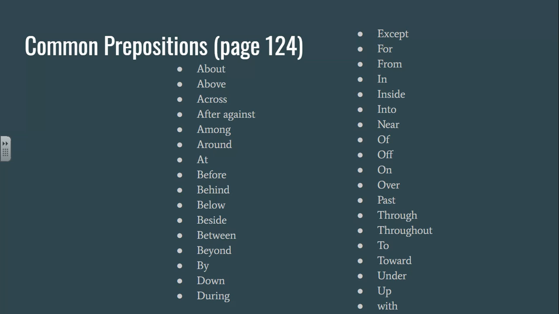There are quite a few prepositions. You guys, you're not going to be able to memorize all of them, but you need to kind of know what sorts of words they are. So there's a list on page 124 of common prepositions. You should maybe write down a few of them, just so you have a sense of what kind of words they are.